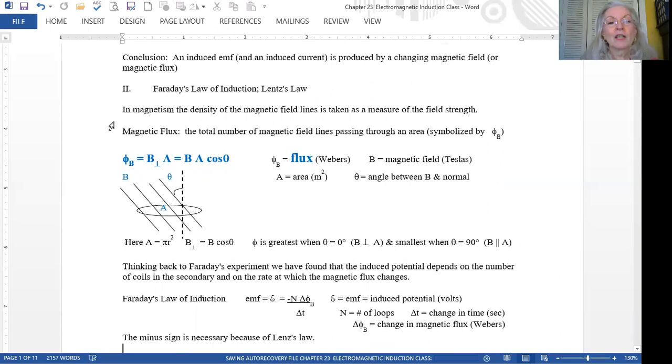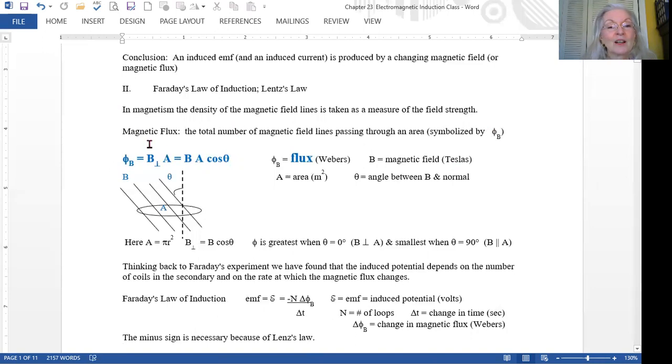So when we are looking at currents and wires and magnetism, we need to talk about Lenz's law and magnetic flux and all things associated with it. So in magnetism, the density of the magnetic field lines gives us a measure of the field strength. So we refer to the magnetic flux as the total number of magnetic field lines passing through an area. And we symbolize it by the Greek letter phi, and we put a sub B on it.